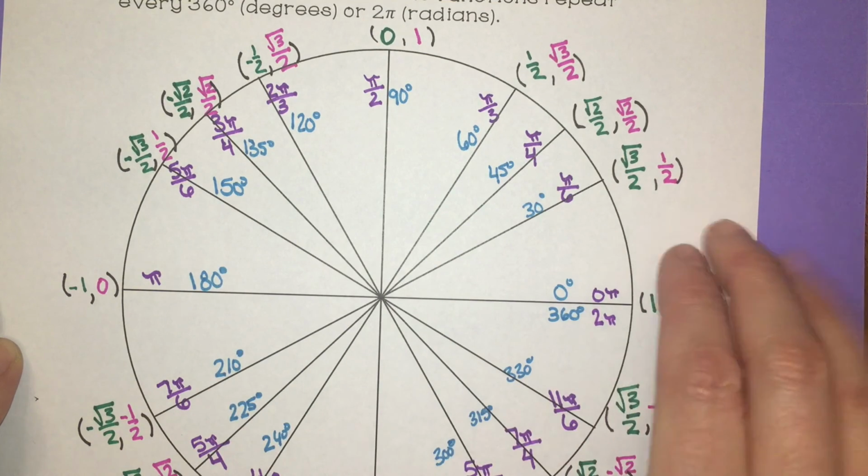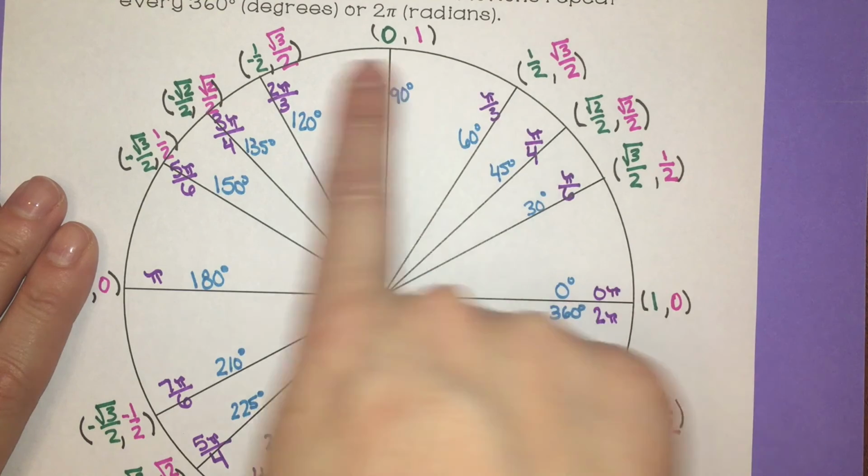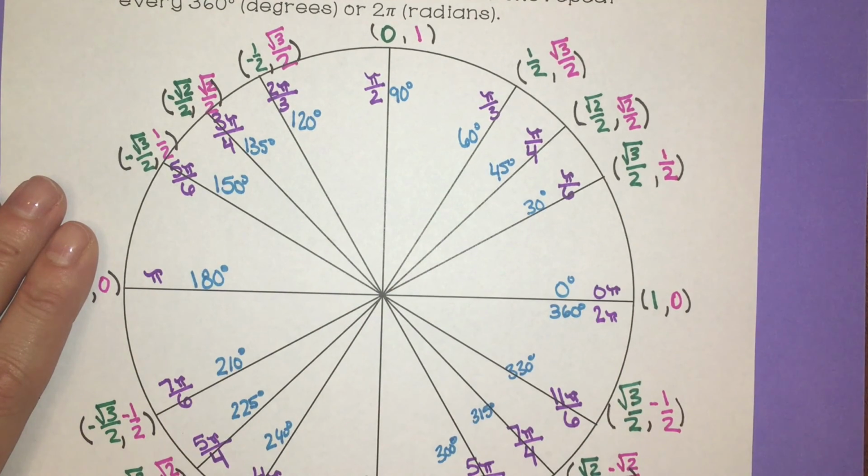And you can use the unit circle to help you figure out exact values for sine and cosine, looking at the x and y coordinates. And we have the degrees and the radians here.